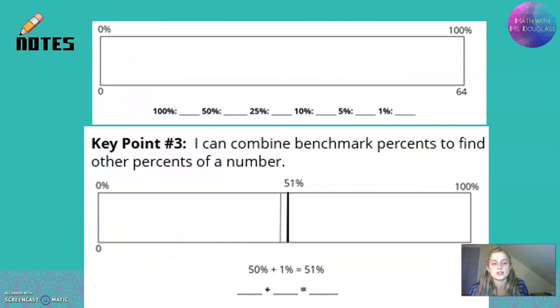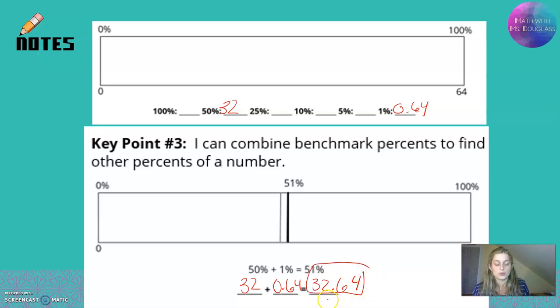Okay, so there's our example. Again, the 64. I should have used this one because it's bigger. But I can then combine benchmark percents like I was just talking about to find other percents, less obvious percents. So if we know that 50% is 32 and we know that 1% is 0 and 64 hundredths, we can say, okay, well, 50% plus 1% gives me 51% of a number.